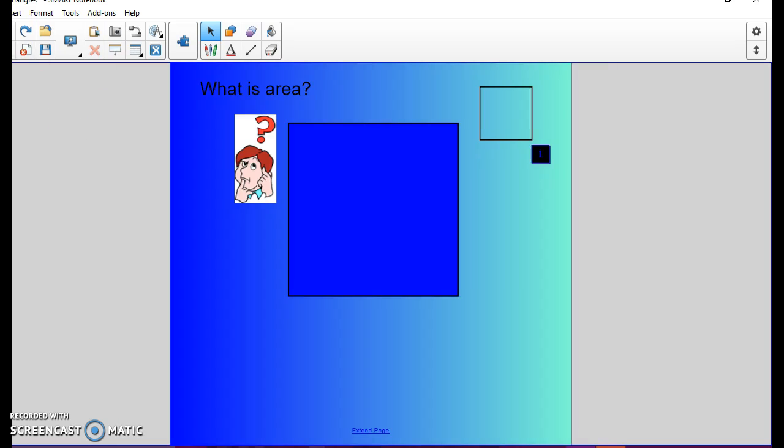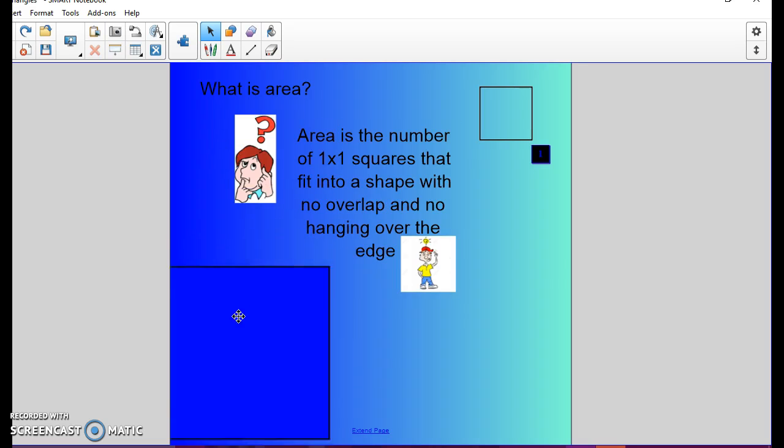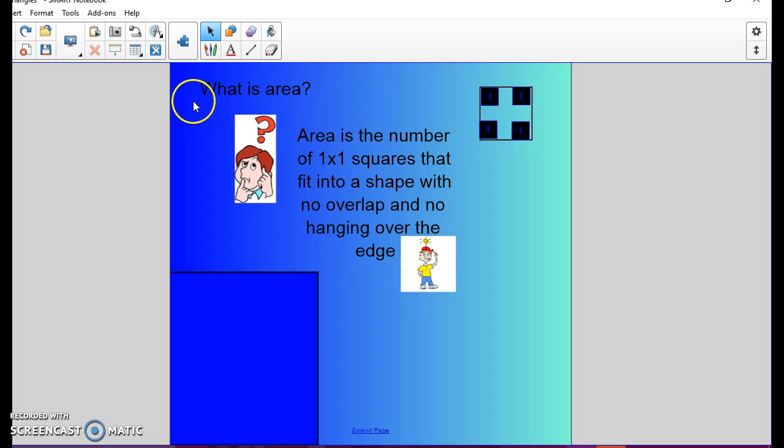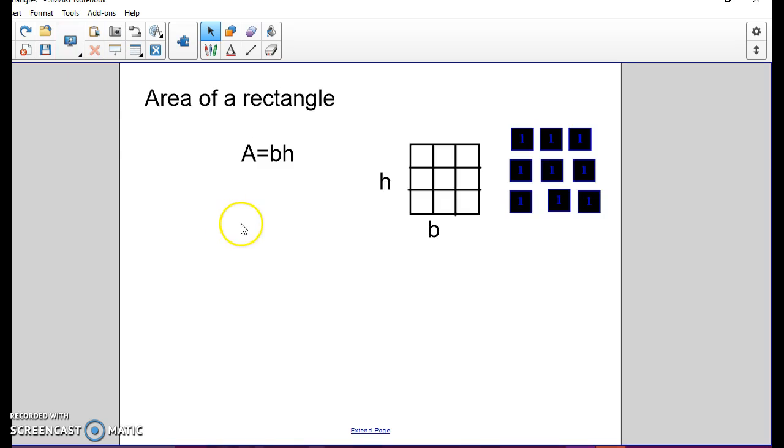Well, what is area to begin with? Area is the number of 1x1 squares that fit into a shape with no overlap and none of them hanging over the edge, but you can use a fraction of the square. And so this is kind of what it looks like. If I had my shape up here, it'd be the number of these types of squares, the 1x1 squares, that could fit into the shape. So let's start with the simpler shape.